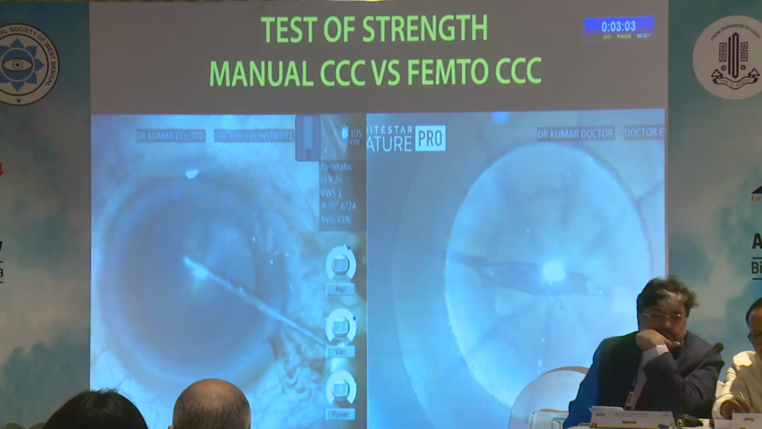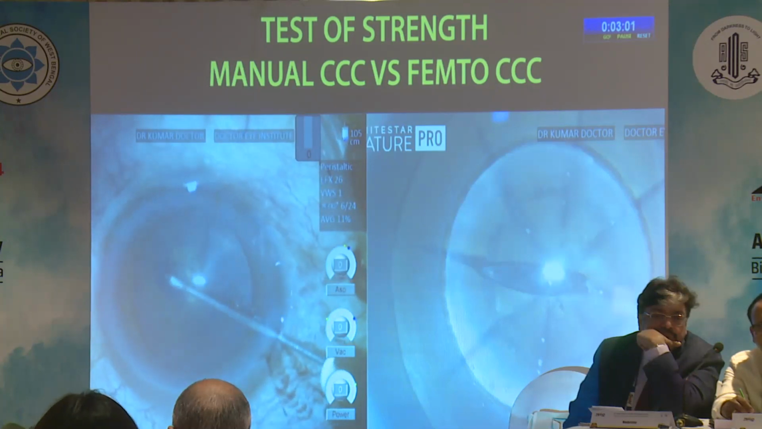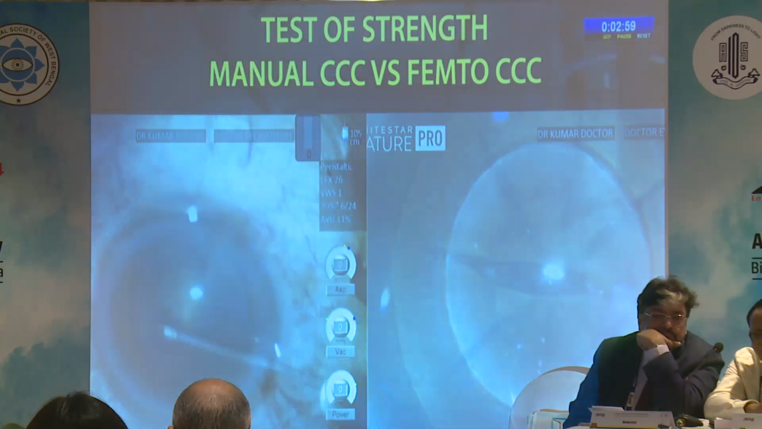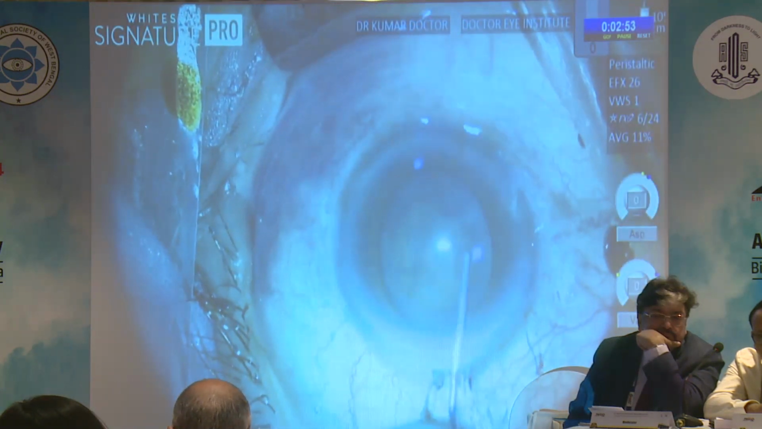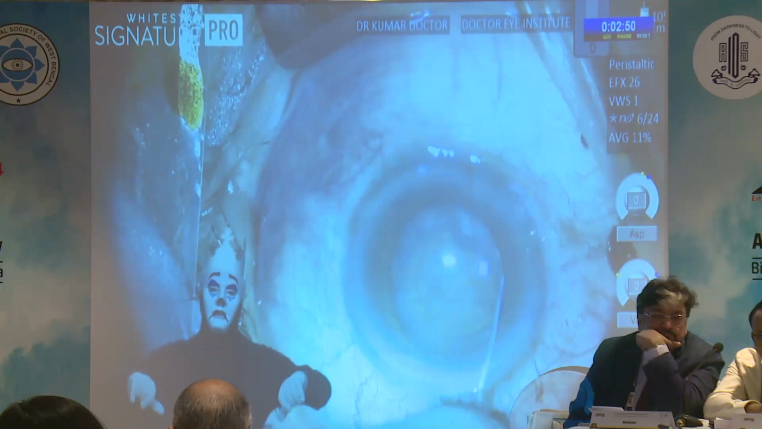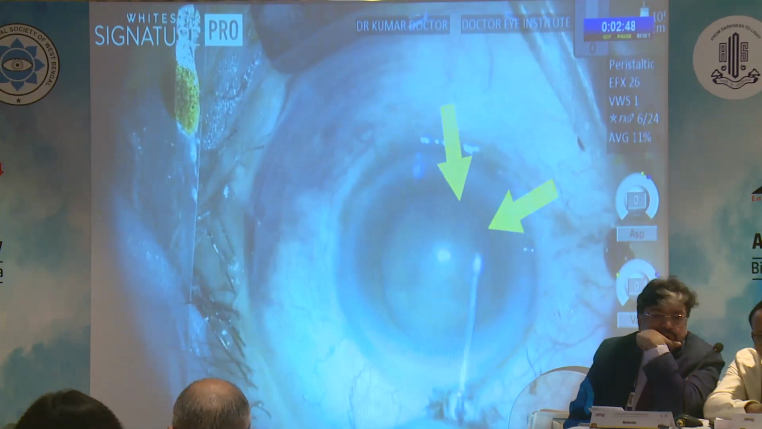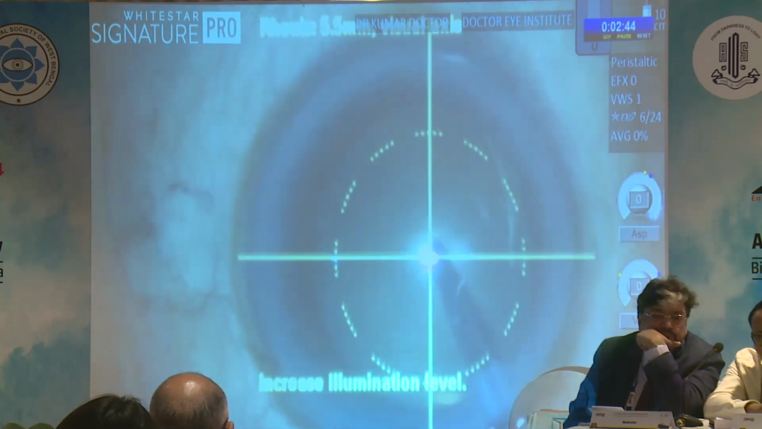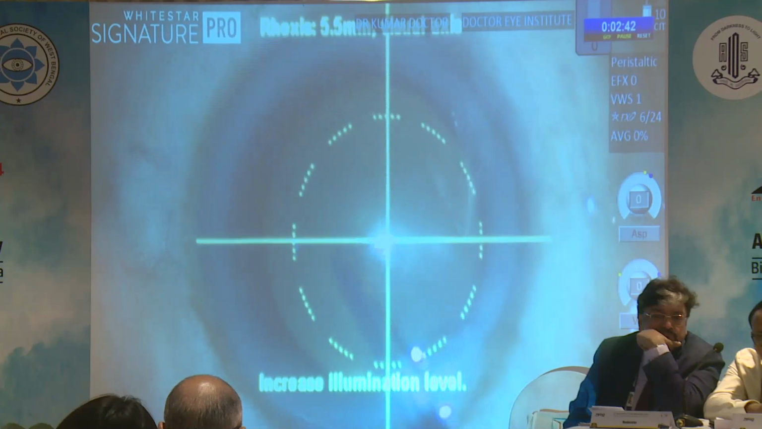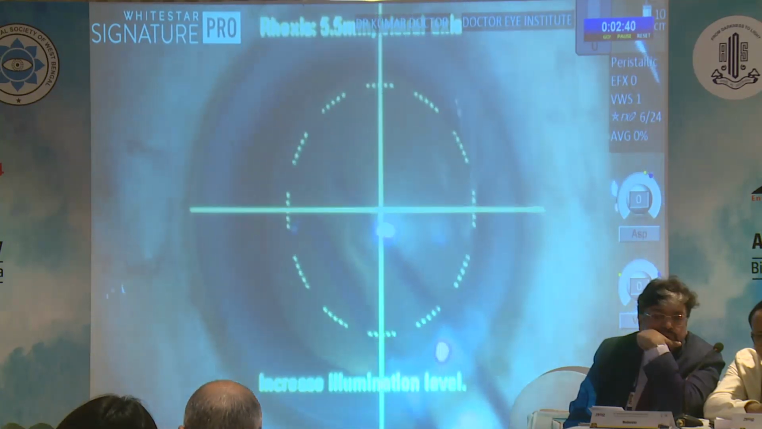Now we arrive at the most interesting topic, the comparison of the strength between manual and femto CCC. We do know that manual CCC is strong enough to hold on to capsular hooks, but manual CCC can also tear and give way in a simple step of hydro. In this particular case, an MVR nicks the anterior capsule, and that particular breach is included in the boundary of the creation of the manual CCC.